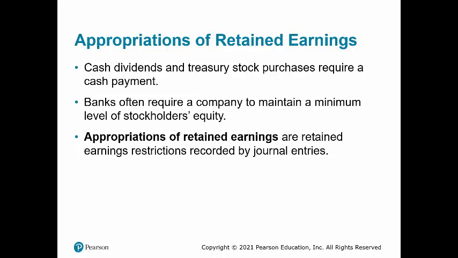Another aspect about retained earnings is what's called appropriations. Sometimes the board of directors will want to appropriate or set aside a certain amount of retained earnings for some future purpose, and they'll make a journal entry where they debit retained earnings and credit appropriated retained earnings. It shows the users of the financial statements that there is a particular part of retained earnings that the board of directors has set aside that would not be available for future dividends.